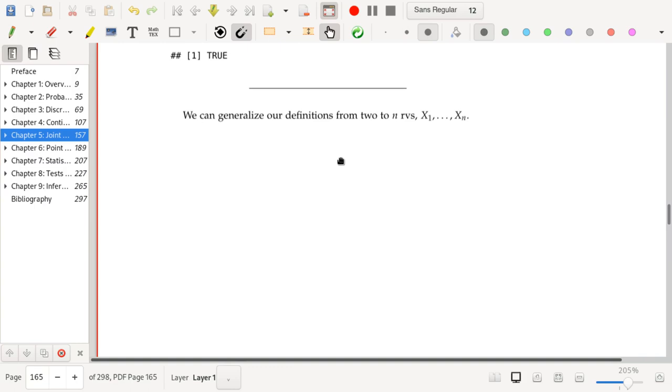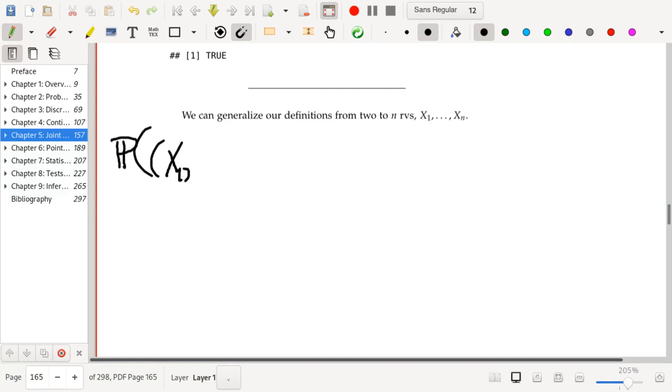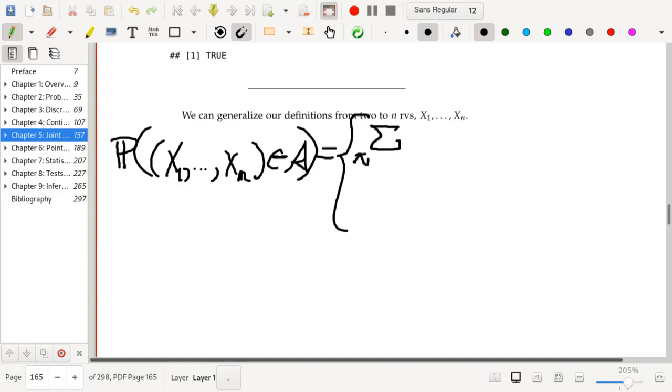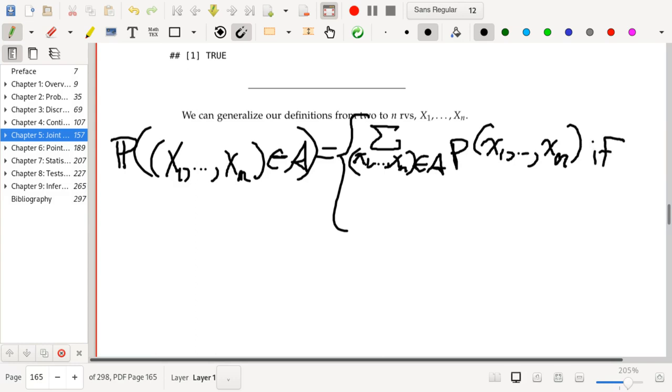In general, it is possible to generalize all the stuff that we've been talking about from two random variables to n random variables, x1 to xn. So the probability that this collection of random variables is in some set A is going to be, well, let's break it up into a couple cases, if discrete and continuous. If they're discrete, then it's going to be the sum over possible values of x1 to xn, where that combination is in the set A. You're going to add up their joint probability mass function, because you can define a joint probability mass function for all of them. So this is if discrete.